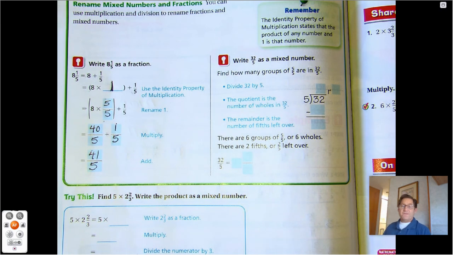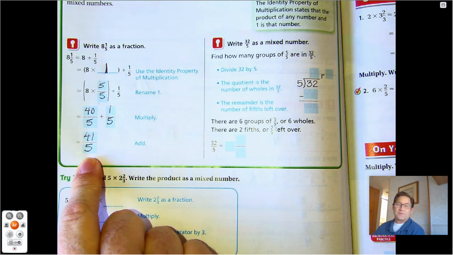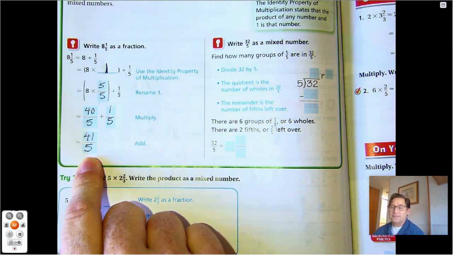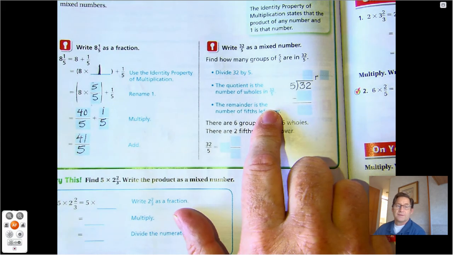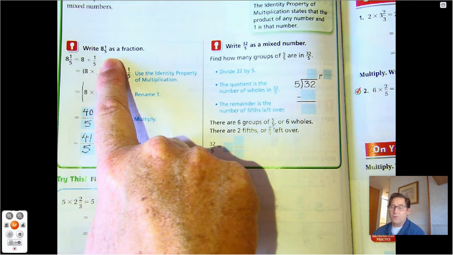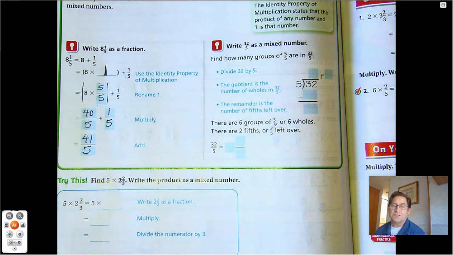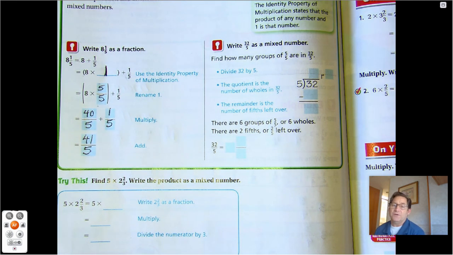Write 32/5 as a mixed number. If we came up with a problem like this, typically we would turn it back into a mixed number. Here, in this case, it wouldn't make any sense because that just puts us back where we started. So we have to just pay attention to the question and what they're asking us to do. All right, write 32/5 as a mixed number.